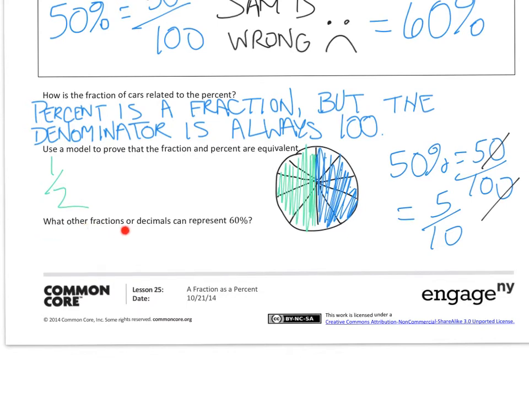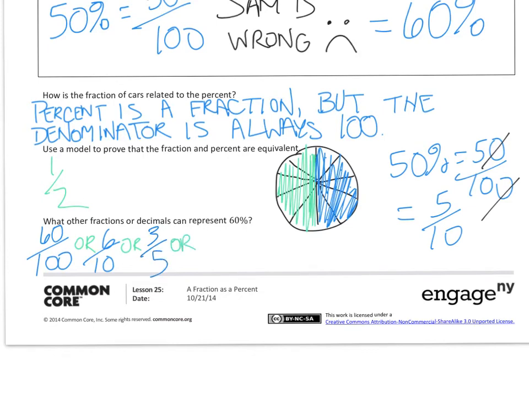So what other fractions or decimals can represent 60%? Well, we know the easy one. We know 60 over 100, or 6 over 10, or, because if you divide both of these guys by 2, then we would get 3 out of 5.